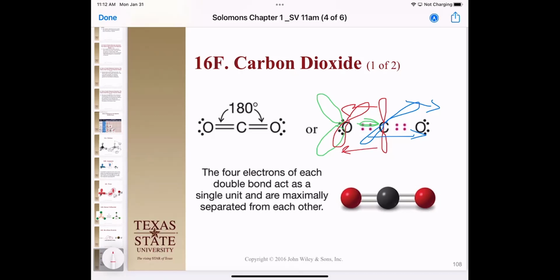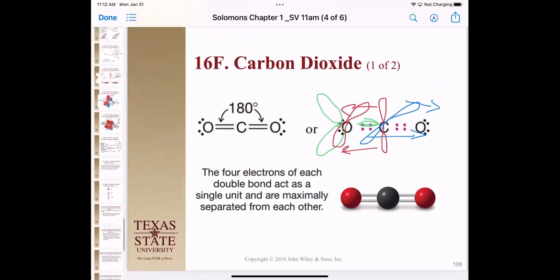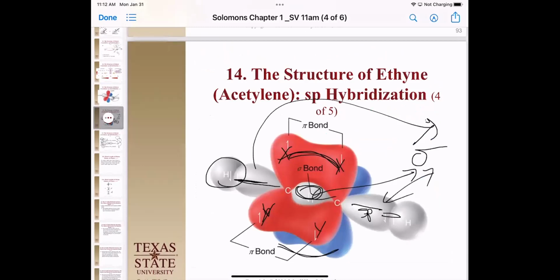Every unhybridized p equals an opportunity for a pi bond. Questions on that? Okay, we're going to see a lot of that. So that is all we have for the hybridizations. When we go to sp, we're going to see linear shapes and two pi bonds. sp2, we're going to see trigonal planar with a pi bond. sp3, four sigma bonds. Look for that and understand shape equals hybridization, hybridization equals shape.